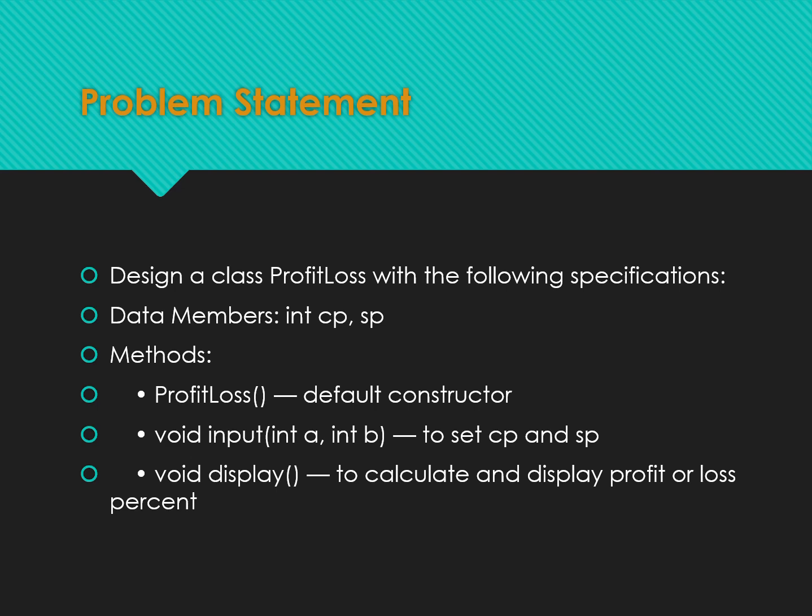First, a default constructor to initialize both values to 0. Second, an input method to accept two values and assign them to the respective variables. And finally, a display method that calculates and prints the percentage of profit or loss.